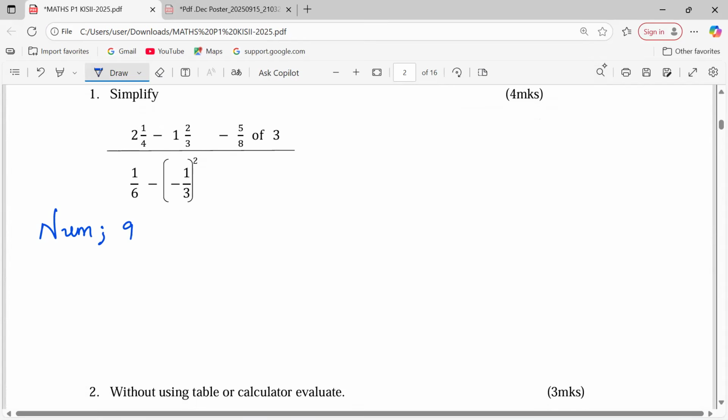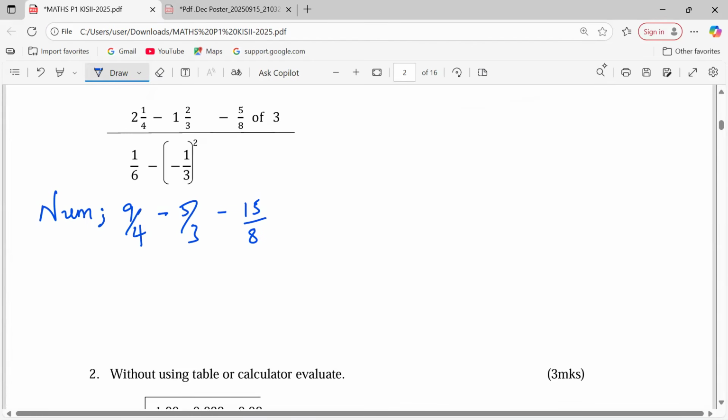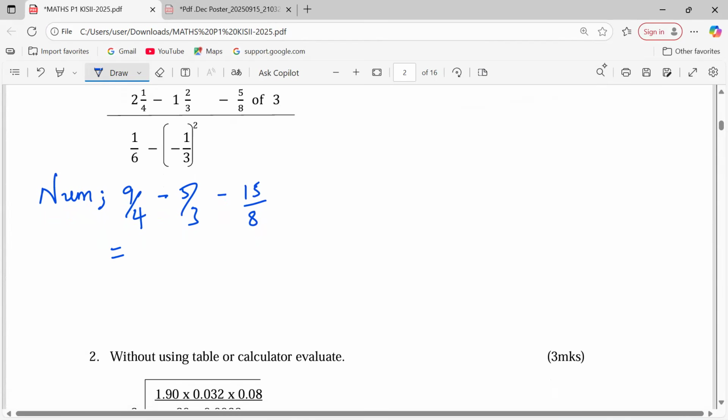This is 9/4 minus 5/3. Then we can work the "of" first, whereby we have minus 5/8 of 3, making it 15 out of 8, because "of" is multiplication. So now we can subtract, because everything is subtraction now: 9/4 minus 5 out of 3, then minus 15/8.